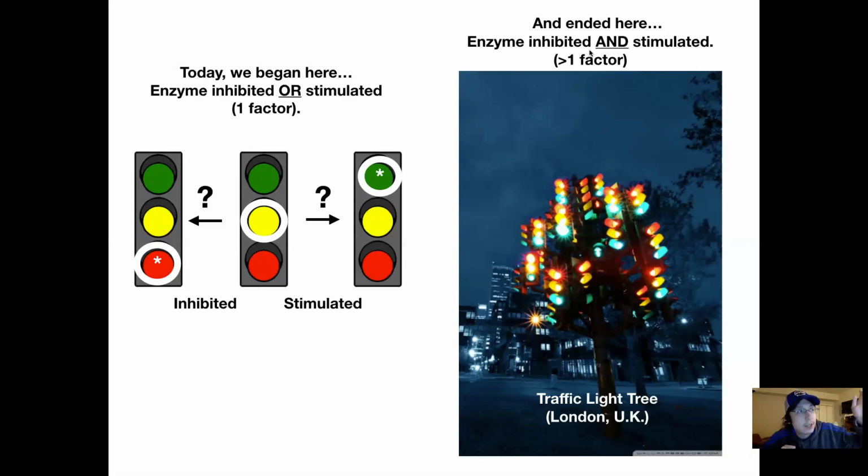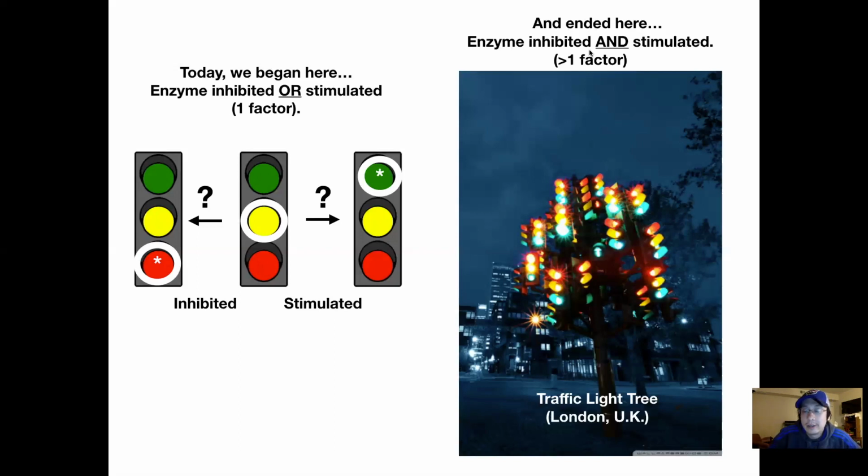Oftentimes in pathways, it's like, I'm going to see this aspect of my environment, the cell is saying. And then it's also saying, well, but I also want to see that part of my environment because I need to make a really informed decision. That's what the cell is doing.